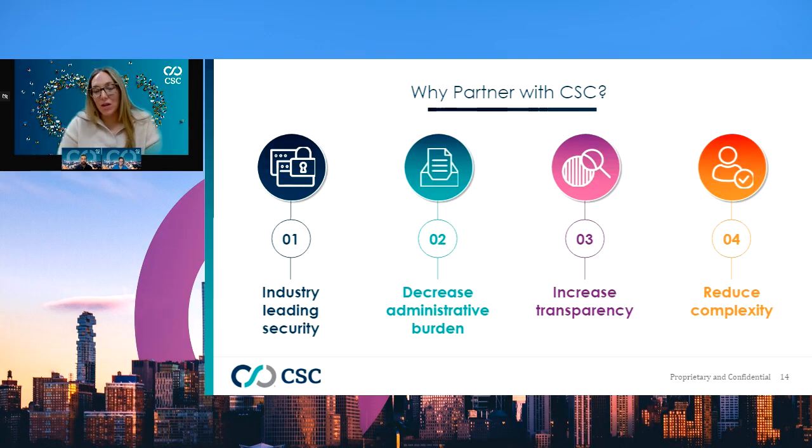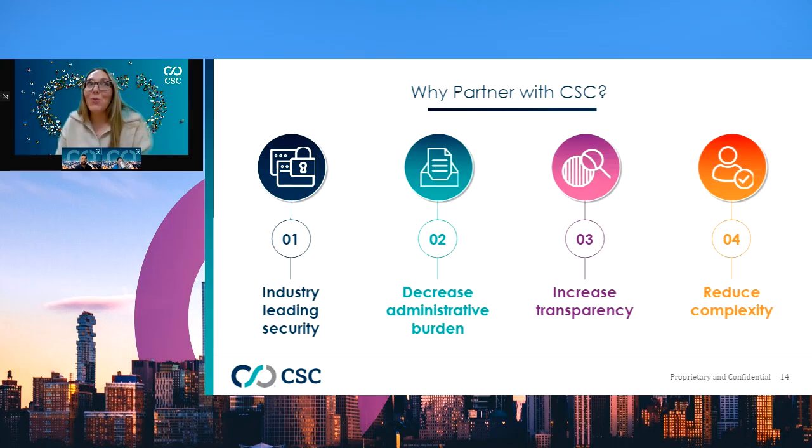You can see the expiration dates. You can see what is CSC's responsibility or not, what we're working on, or what you are responsible for. So there's a lot of information that you're able to find. And then at the end of the day, you're able to increase the transparency you have into any of your compliance filings at any given time.